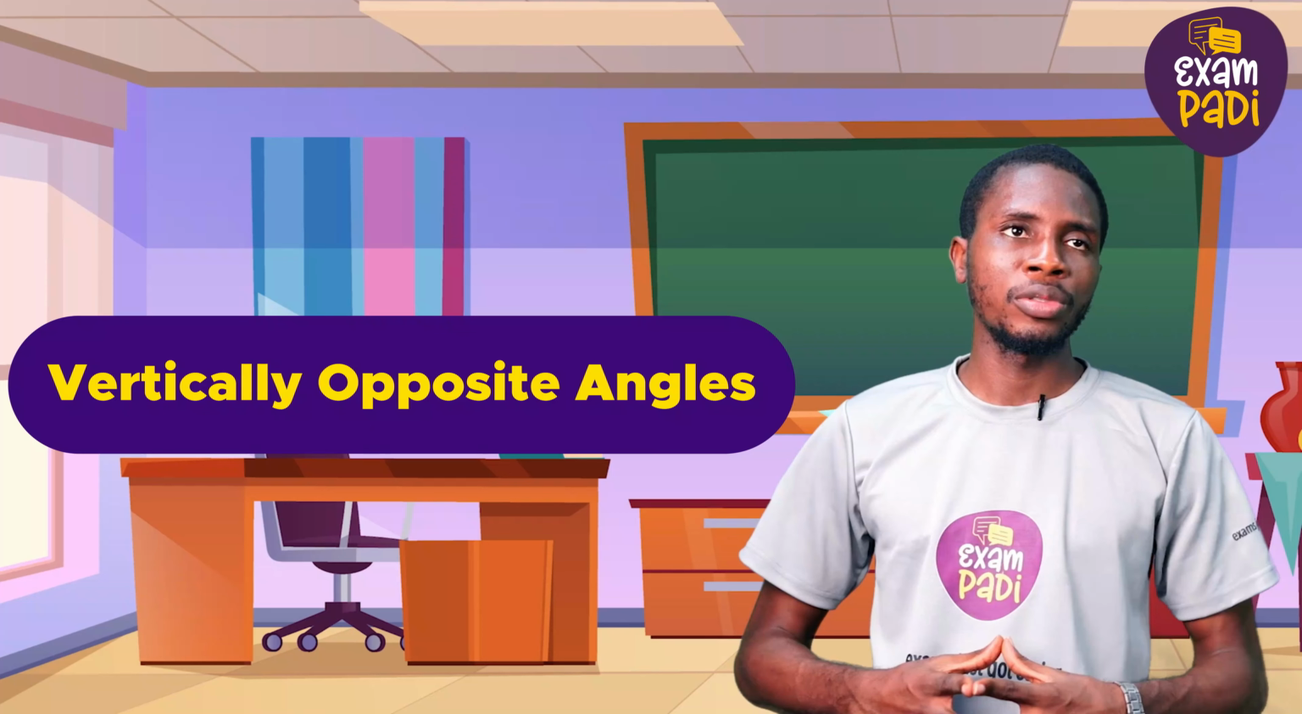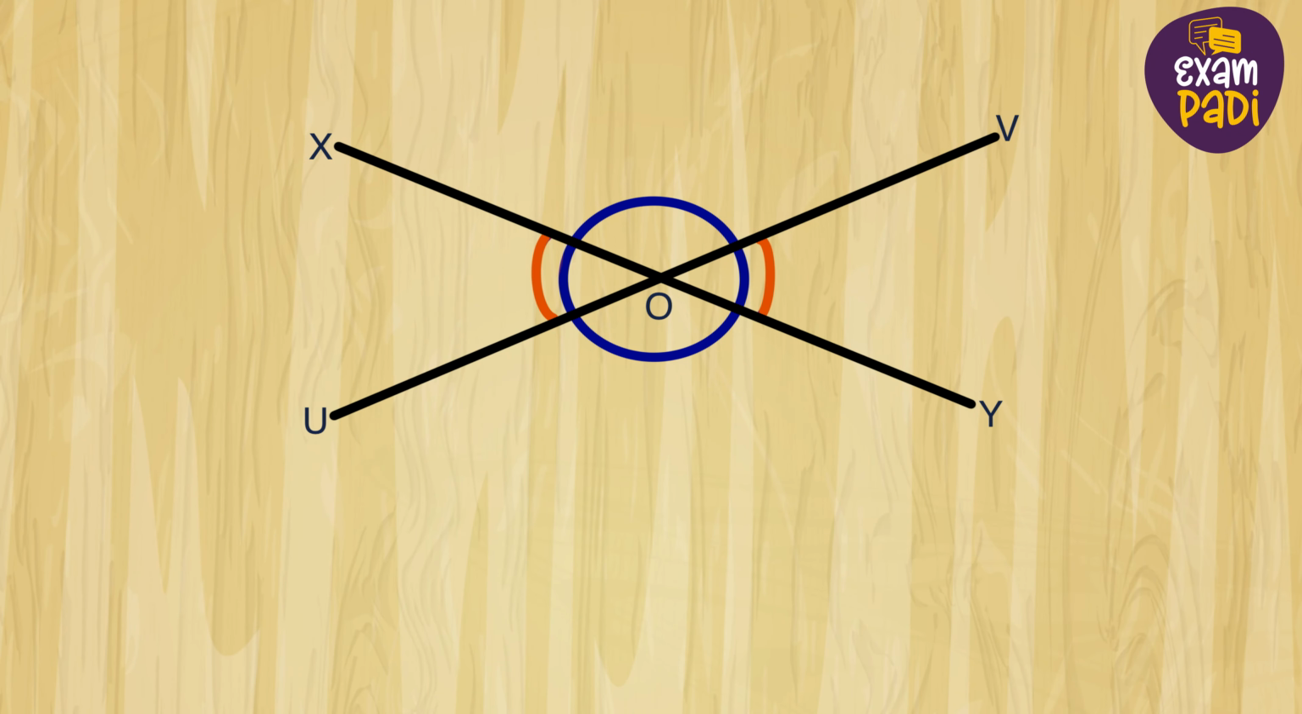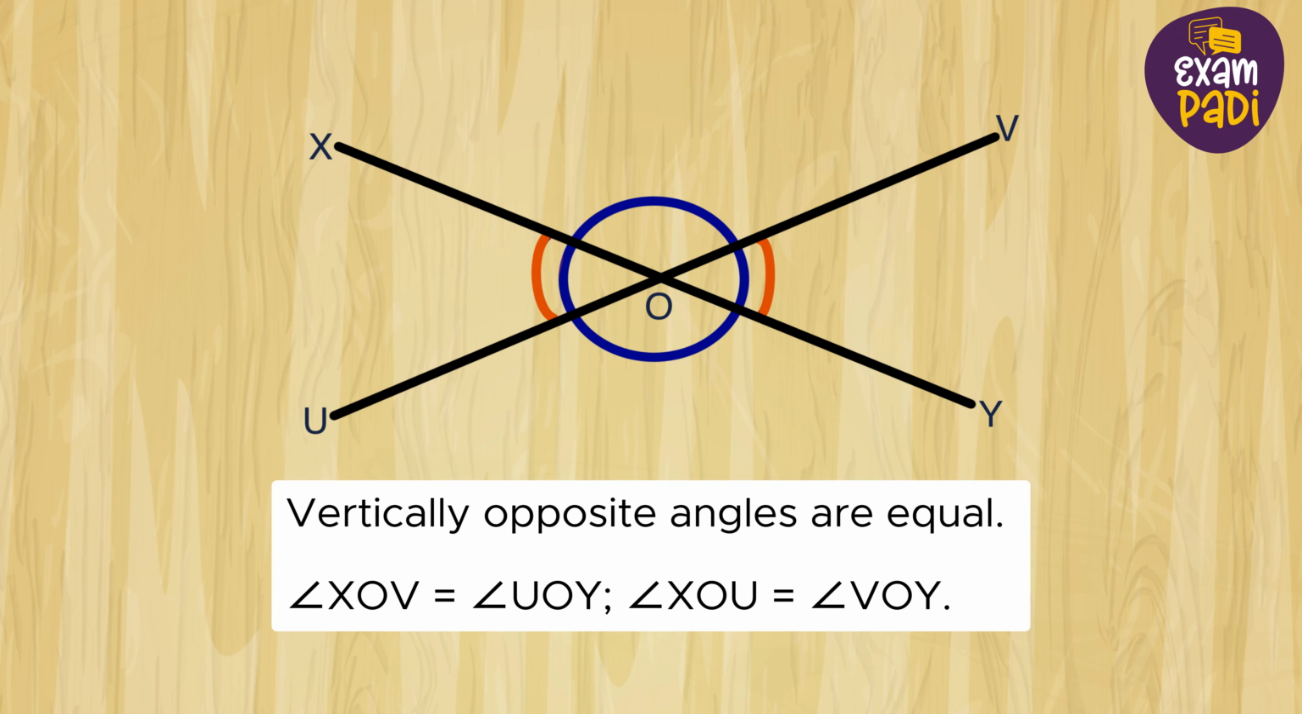Vertically opposite angles. When two straight lines intersect, they form four angles. Two angles opposite each other are said to be vertically opposite. Vertically opposite angles are equal, hence angle XOU equals angle VOY, as seen in this image.